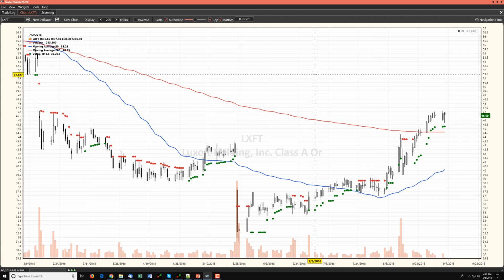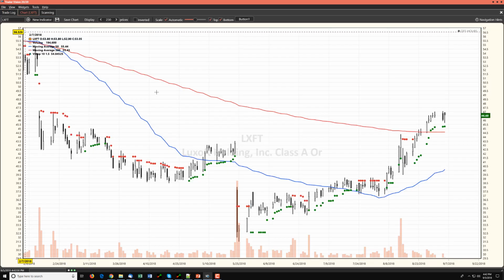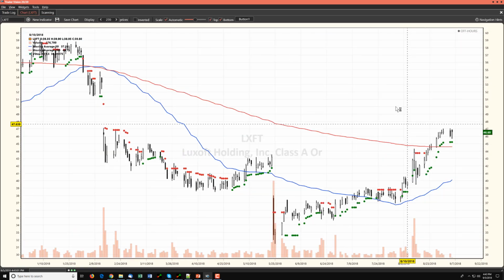No, actually, I'm going to go on up here to 51.40. So let's go on back here. Make that first one 51.40. And then the second target is up in here. Let's call that 54.80.